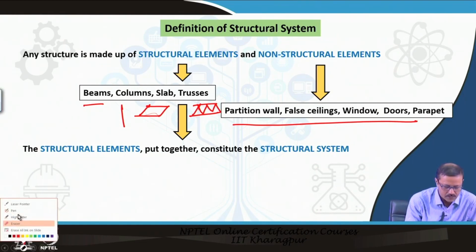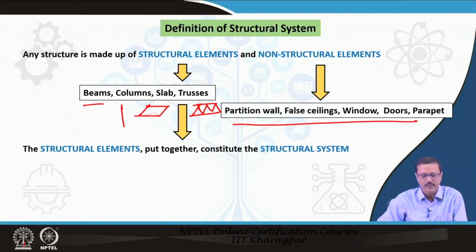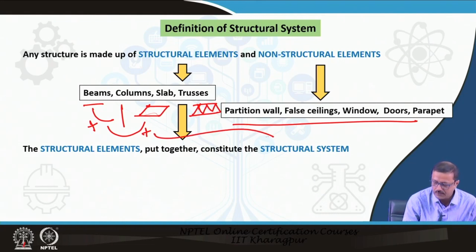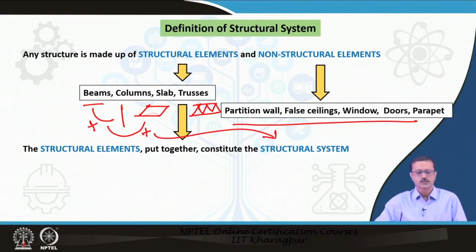If you put together all the structural elements, you will get the structural system. The structural element may be your beam or your column. If you put this plus this together, then you will get a particular structural system. So, the structural elements and the structural systems have a kind of differentiation also.